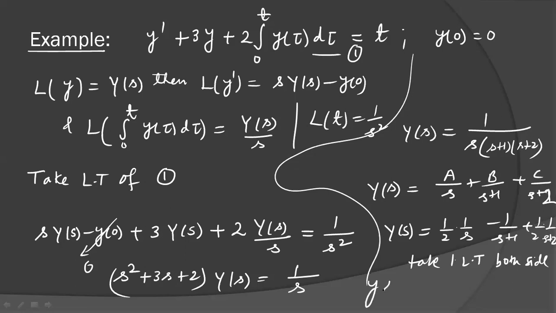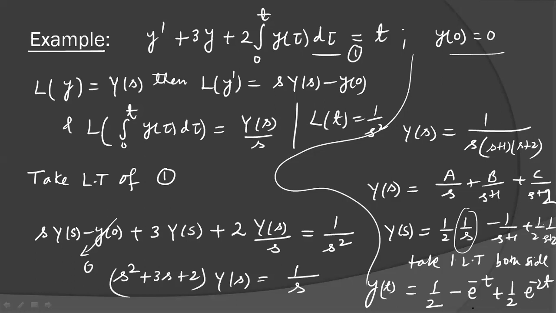So it will give you y(t) equal to 1 by 2 times the Laplace inverse of 1, minus the Laplace inverse of 1 over s plus 1, which is e to the power minus t, plus 1 by 2 e to the power minus 2t. Now if you put t equal to 0, you can see that you will get y(0) equal to 0. So this is the differential equation when we have an integration term.